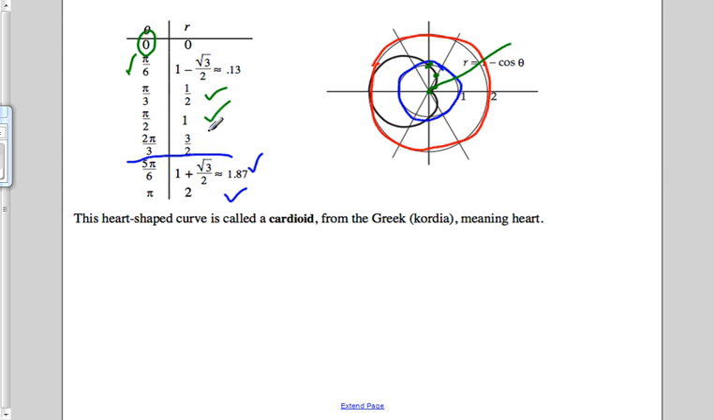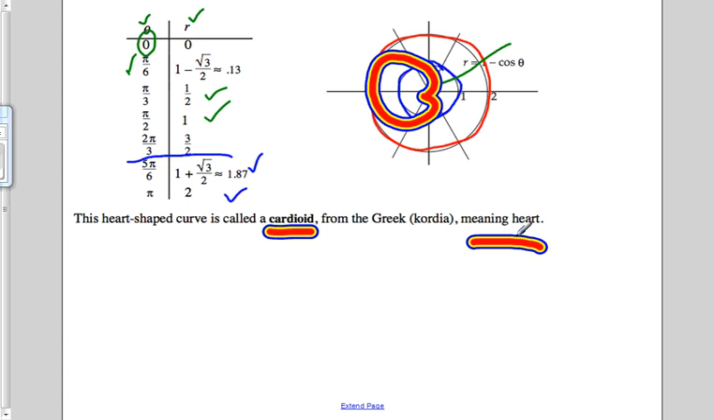If you fill out all these points at the appropriate theta and r, we get this shape. It looks something like that, and it's called a cardioid. It's a Greek word meaning heart. The Greeks were famous mathematicians, and they did a lot of work with polar coordinates and named a lot of these beautiful shapes. So that's a shape you must become familiar with. It's called a cardioid.